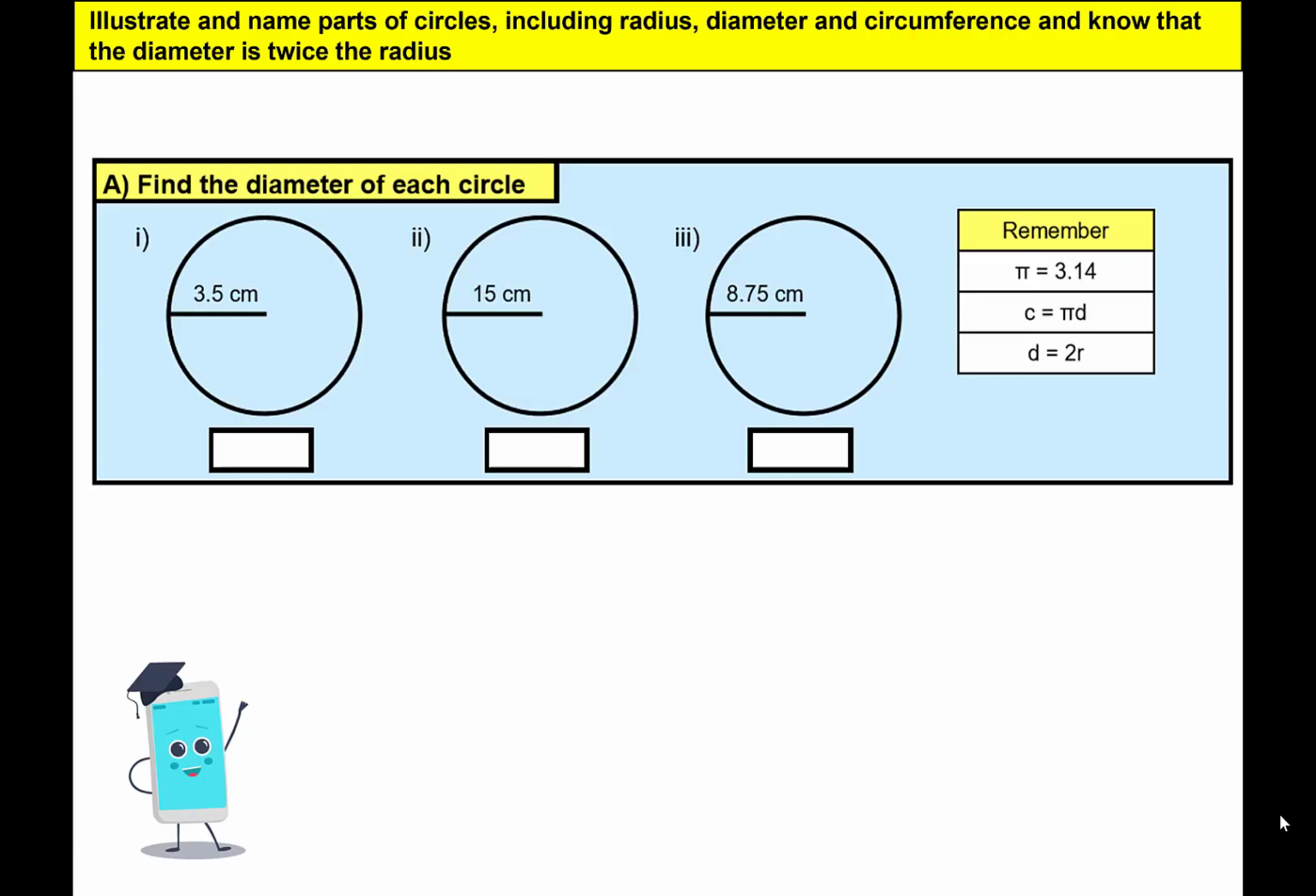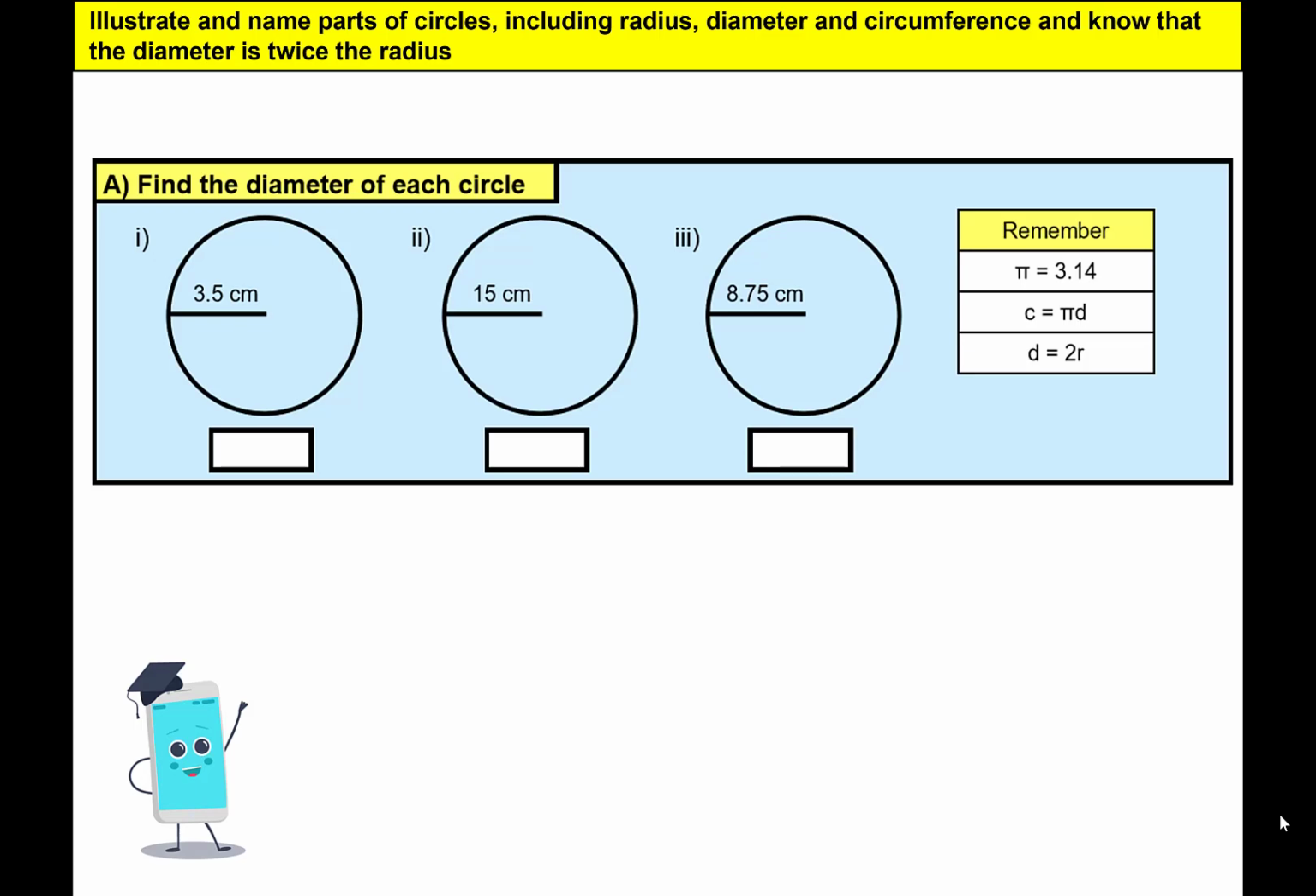In our first activity, we're going to be finding the diameter of each circle using the clues given. If you feel confident at being able to do this already, then pause the video or skip this section and go ahead on your own. However, if you'd like a bit of help, I'm going to go through an example on your screen now. Remember to use your help box on the side.